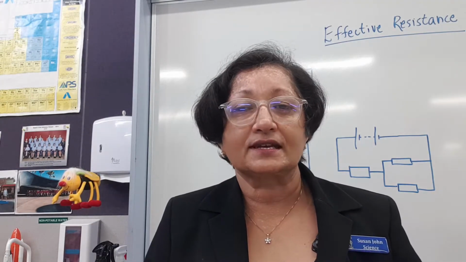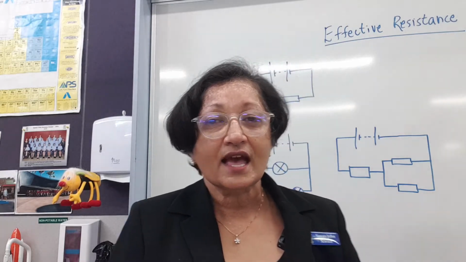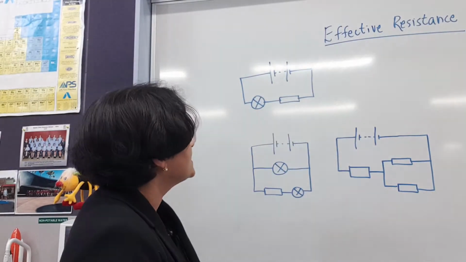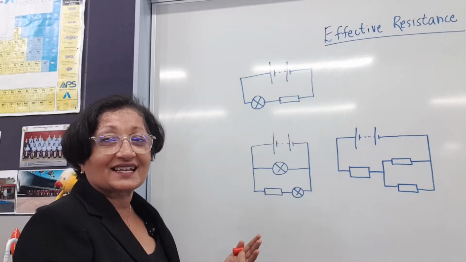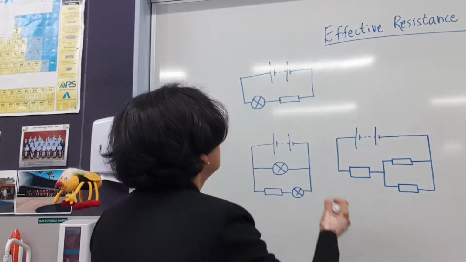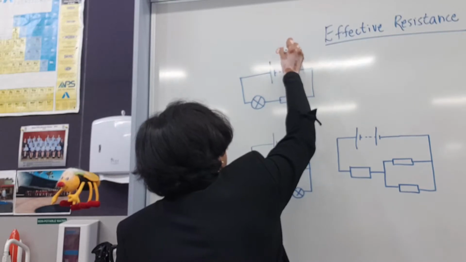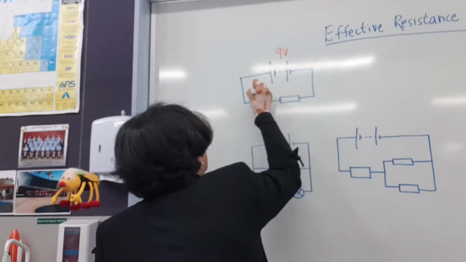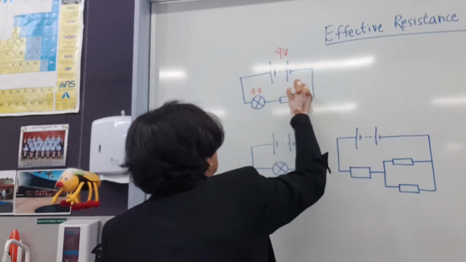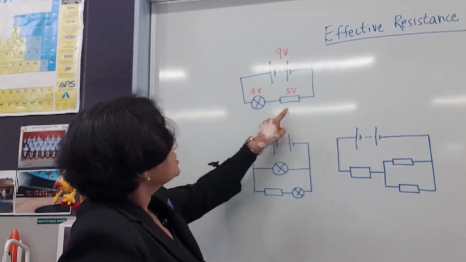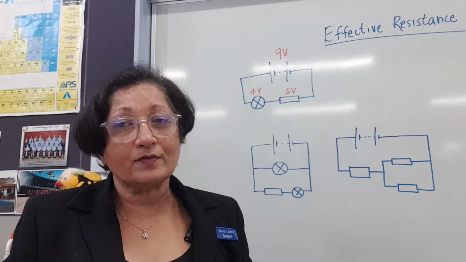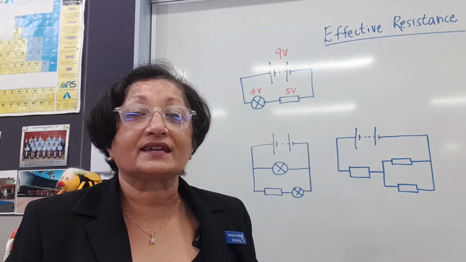Voltage is the amount of energy carried by charge, and the voltage across a battery or a source of power is the property of the source, and it doesn't change no matter how many components there are in that circuit. So if this is a 9-volt battery, and let's say the voltage across this lamp is 4 volts, then the voltage across the resistor is 5 volts. The voltage across the components, that is the lamp and the resistor, all depends on how many components there are and how they're connected.